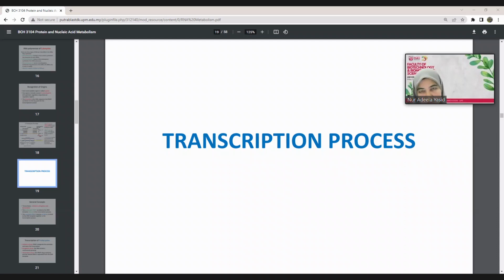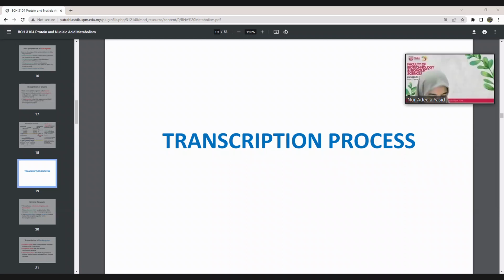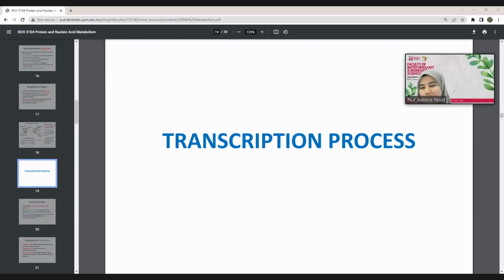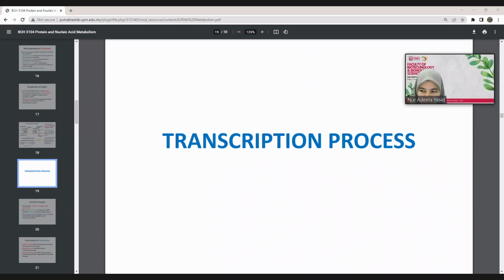Okay. So is there any specific region that we can identify the TATA box in the promoter? Yeah, like the -35 region, the -10 region. The TATA box is the -10 region. The -10 region is a conserved sequence for the TATA box. Okay, -10 region. Thank you, Mariam.